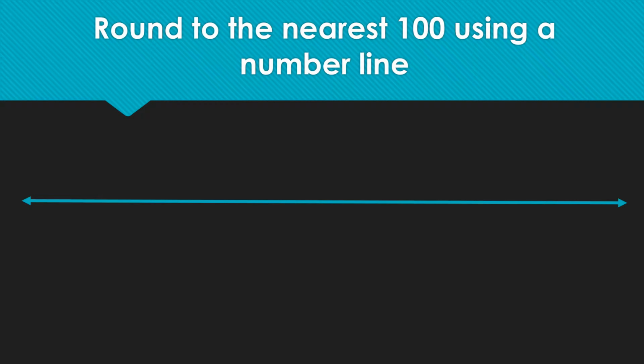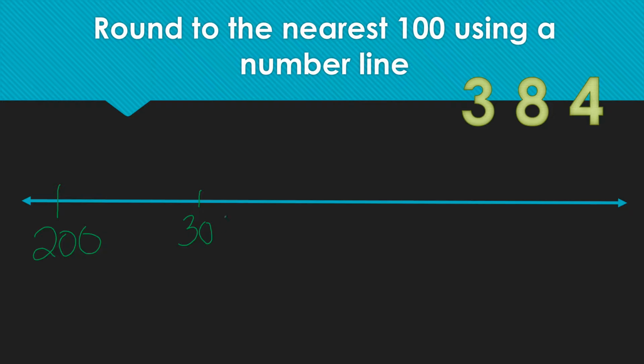Now we're going to use a number line to round to the nearest 100. It's going to be very similar to rounding to the nearest 10, but this time we're going to be counting by hundreds. So let's round 384. I'm going to start at 200 since it's kind of close to my number. The next 100, if we're counting by hundreds, is 300, then 400, and 500. Right here would be about 350. So we know that 384 would be about here. So looking at the number line on which 100 is closest to 384, our number would be 400. So that means 384 rounded to the nearest 100 is 400.